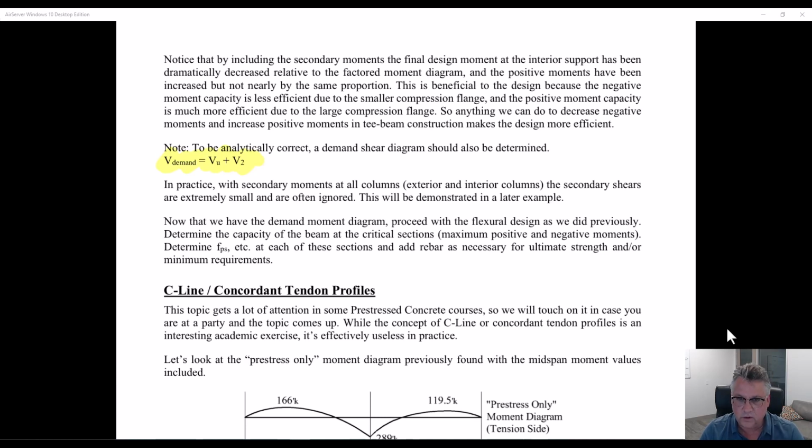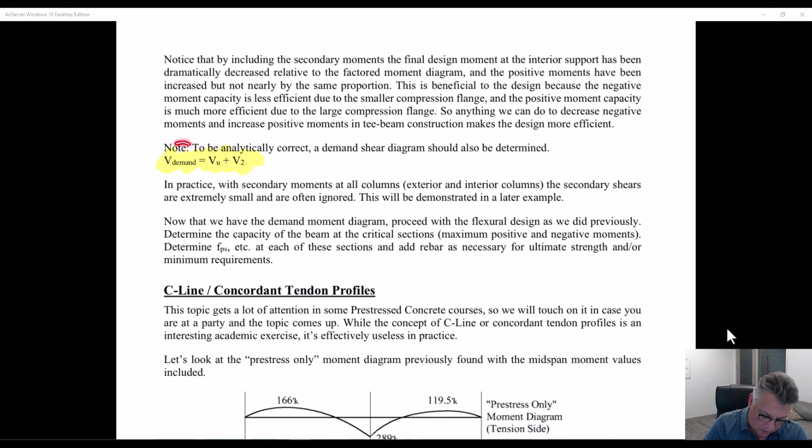I want to make this real clear again because I had a problem on a test because I made that statement and people thought they could just ignore secondary shears on the test. Secondary shears are here to stay. They're very important. They exist, and if I ask you a question about them, the last thing you want to do is tell me we just ignore those and don't do the calculation. That will not bode well for you on the exams.